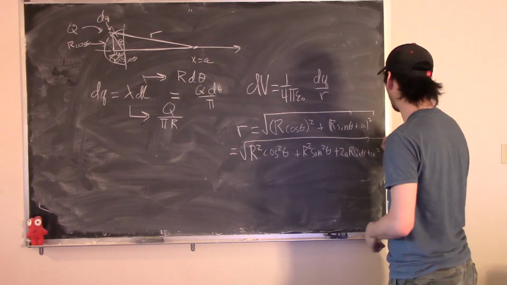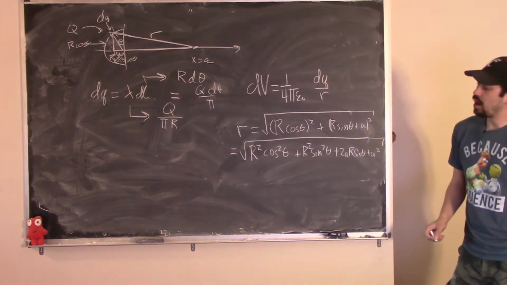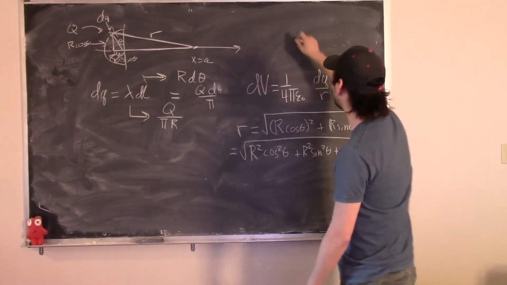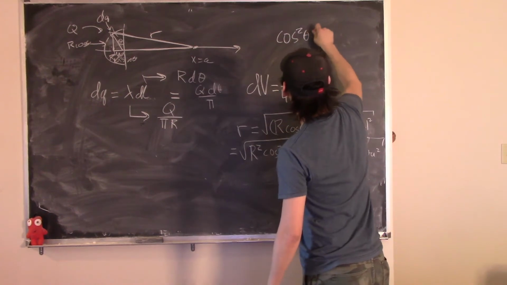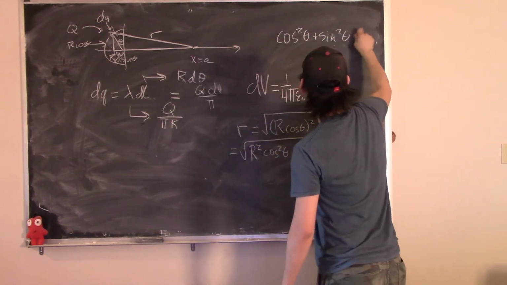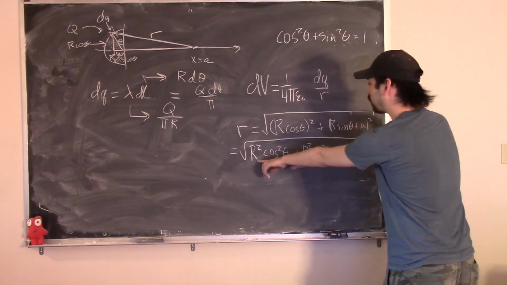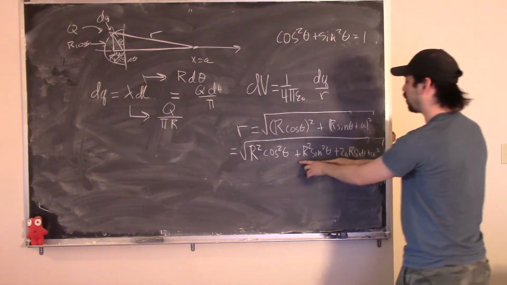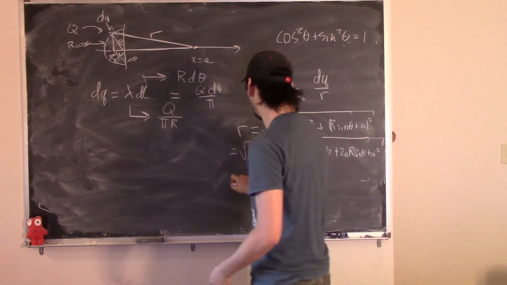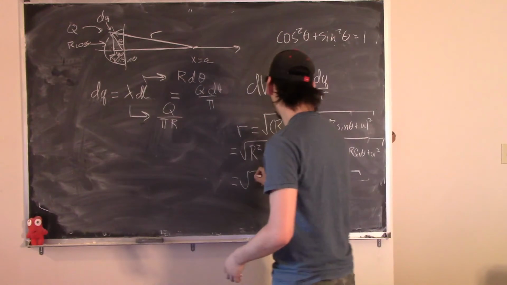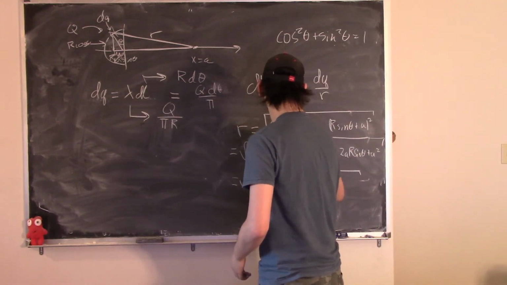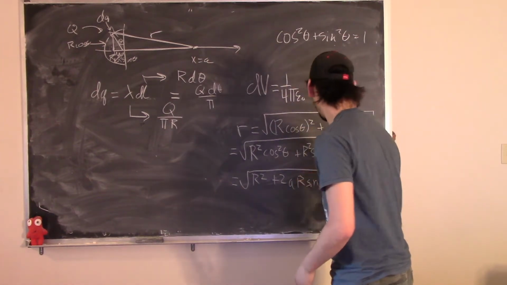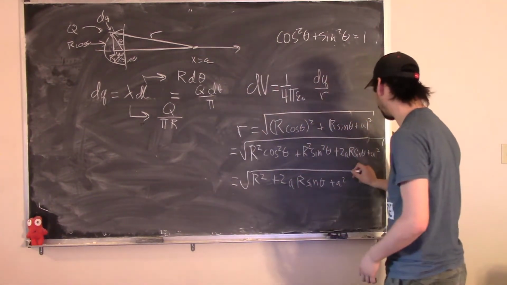And you might be wondering why I'm doing this, but here's the punchline. We know there's a particular identity with sine squared and cosine squared such that cosine squared theta plus sine squared theta is equal to 1. Okay? So from these two terms, I can factor out an r squared, and then I'm going to be left with cosine squared plus sine squared, which is just 1. And so this is going to be equal to the square root of r squared plus 2ar sine of theta plus a squared. And that's what r is in this case.